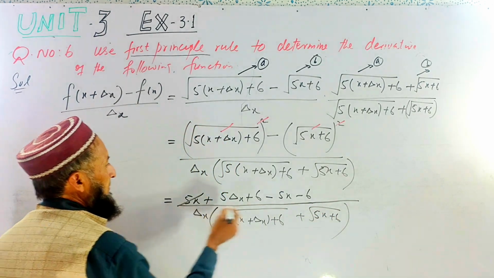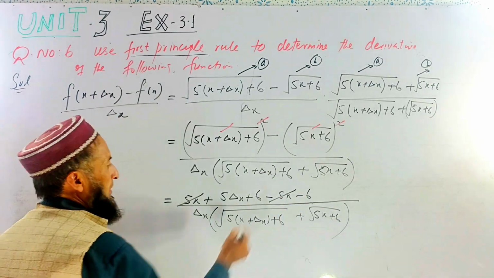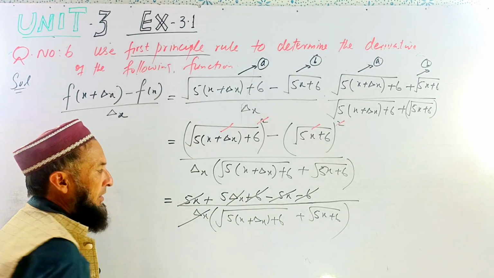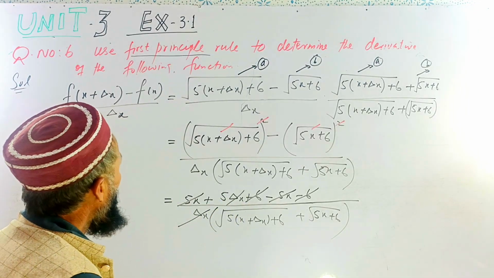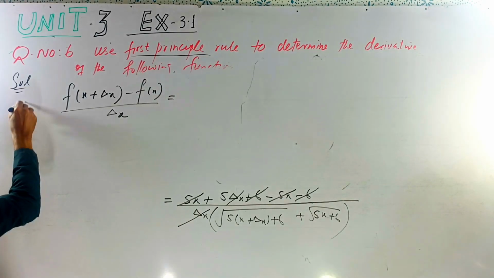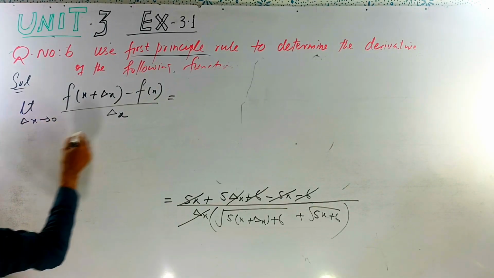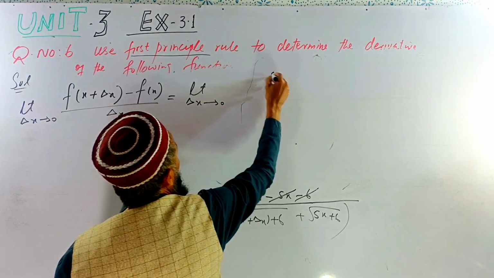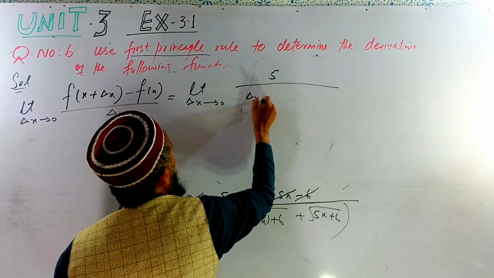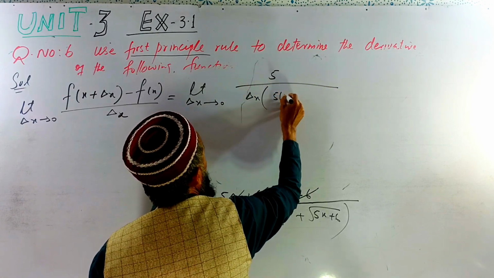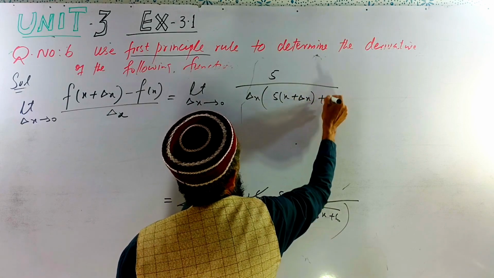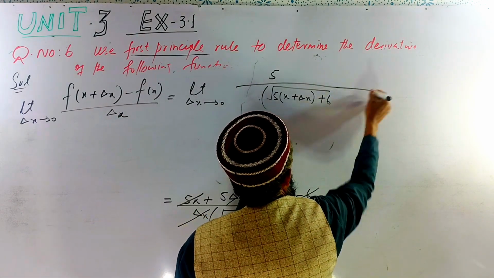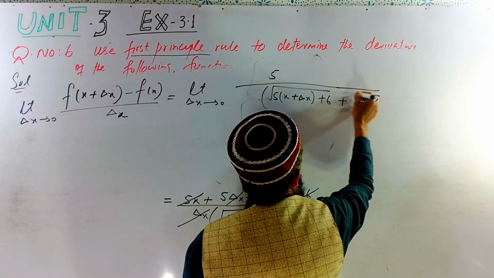Now 5x minus 5x, and plus 6 and minus 6, are both cancelled, and 5 delta x and delta x are also cancelled to each other. Now we apply the limit, delta x tends to 0. We get 5 divided by the square root of 5x plus delta x plus 6, plus the square root of 5x plus 6.